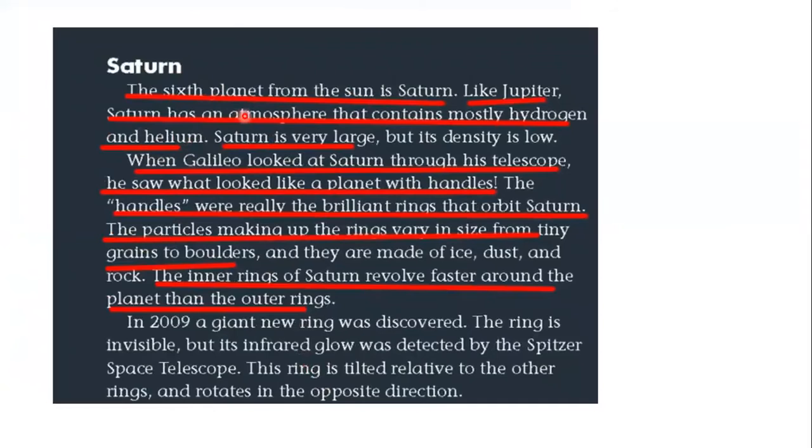Now, as I told you, the sixth planet from the Sun, what is that? Who can tell me? Yes, it is Saturn. Like Jupiter, Saturn has an atmosphere that contains mostly hydrogen and helium. Saturn is very large, but its density is low. When Galileo looked at Saturn through his telescope, he saw what looked like a planet with handles. The handles were really the brilliant rings that orbit Saturn. The particles making up the rings vary in size from tiny grains to boulders. The inner ring of Saturn revolves faster around the planet than the outer ring.